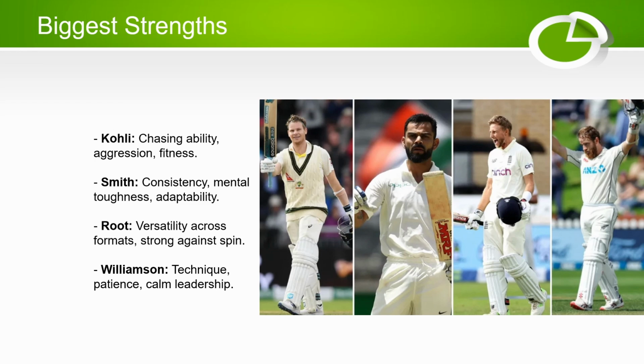So to conclude, I would say that each member of the Fab 4 brings unique strengths to the table. Steven Smith edges out the others in terms of consistency and average, while Joe Root has scored the most runs, and in 2024 he has also surpassed Steven Smith as the guy with the most centuries among the Fab 4. Virat Kohli will stand out because of his aggression both in batting and leadership, and Kane Williamson is lauded for his technique and calm demeanor under pressure.